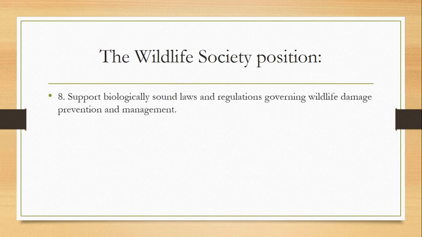Number eight, support biologically sound laws and regulations governing wildlife damage prevention and management. So the Wildlife Society, of course, doesn't have any direct ability to enact a law, but they can support them. They can tell all of their members, hey, we think this is a really good law. Or they could hire lobbyists. I'm not sure that the Wildlife Society does. I don't believe they do. But that would be another way to help influence laws and regulations.